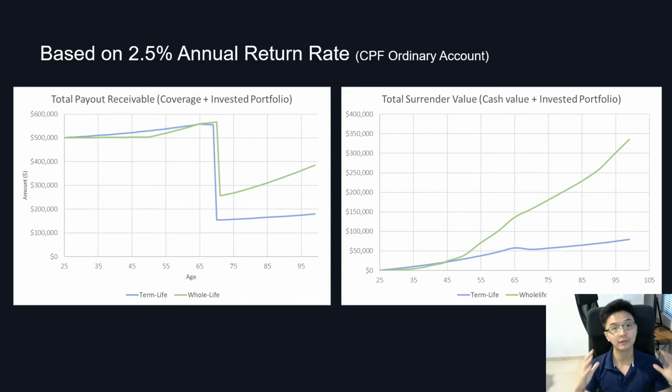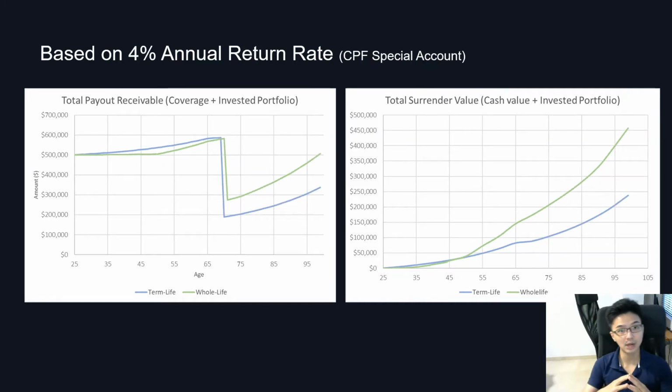Based on a 2.5% annual rate of return, which is a conservative estimate, we see that the use of a whole life insurance is evidently better in terms of the coverage beyond the age of 65 years old, as well as the surrender value, which is way better beyond the age of 45 years old, right? Please pause the video if you need more time to examine the graphs closely, yeah?